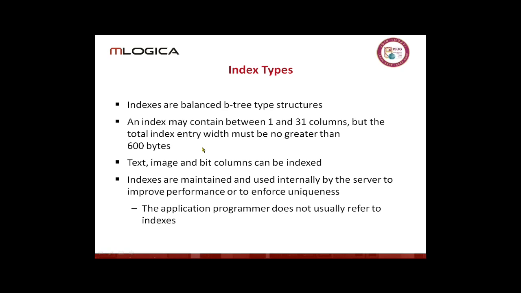So, indexes themselves are balanced B-tree type structures. We have some restrictions on widths of the indexes and the total index entry widths. We can index things like text, image, and bit columns. It's simply not a good idea because we aren't usually going to do much with those. I haven't tried it recently. It does say, though, in the documentation that you can do that. This is the type of thing you might try in a classroom rather than in real life.